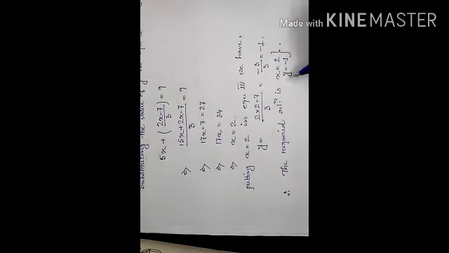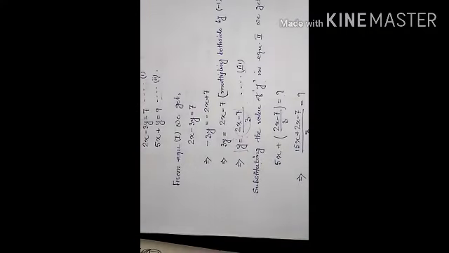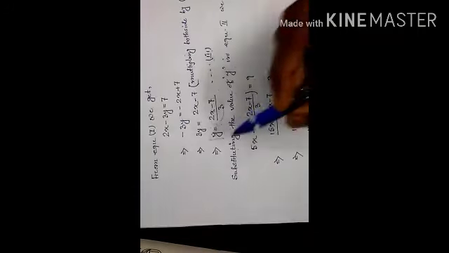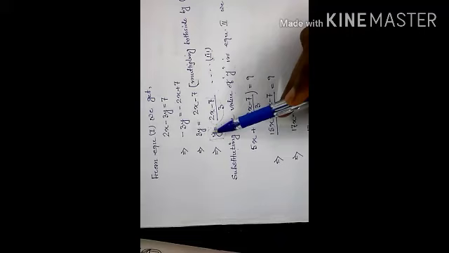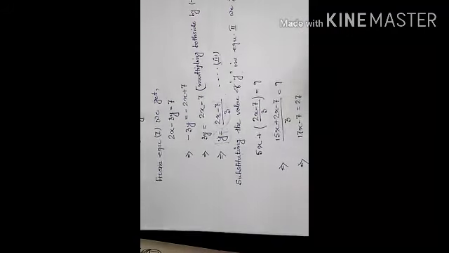So what is the solution? The solution of this simultaneous linear equation is x equal to 2 and y equal to minus 1. Clear? Here we substituted the value of y. In the next sum we will substitute the value of x.